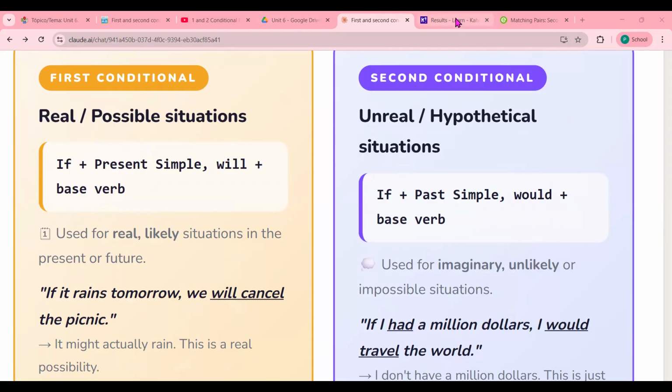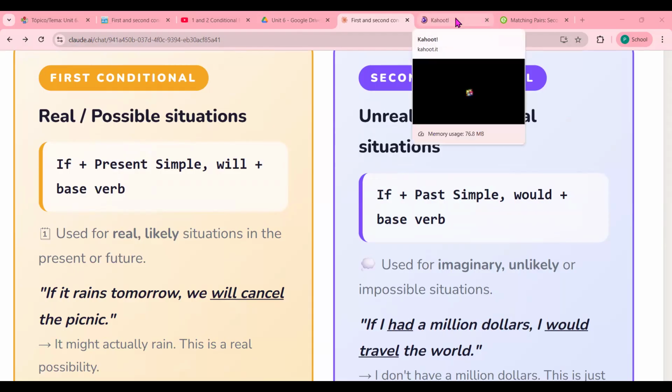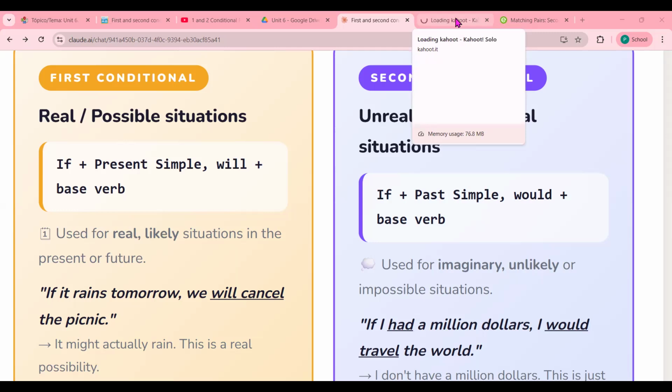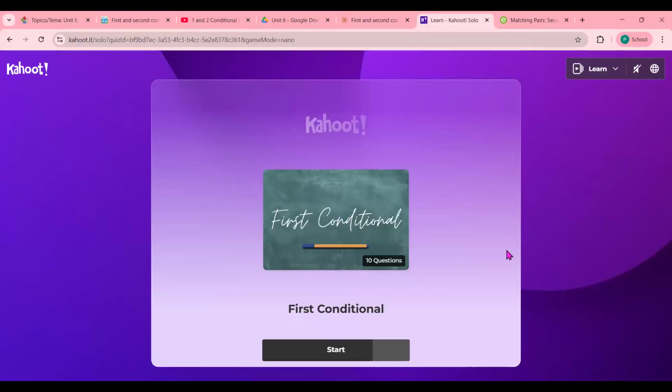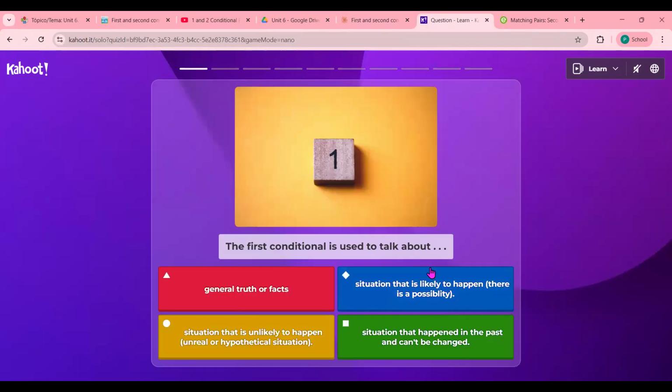There is a number of senses here. It is loading. And first conditional review.